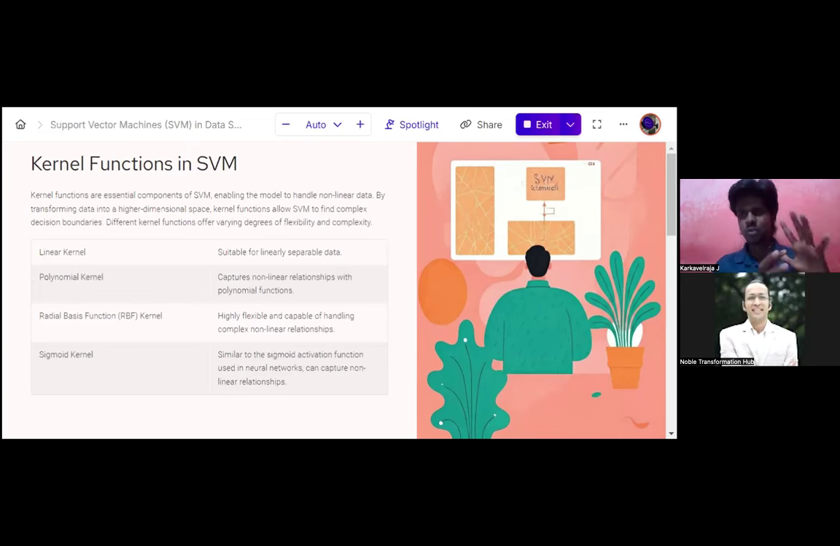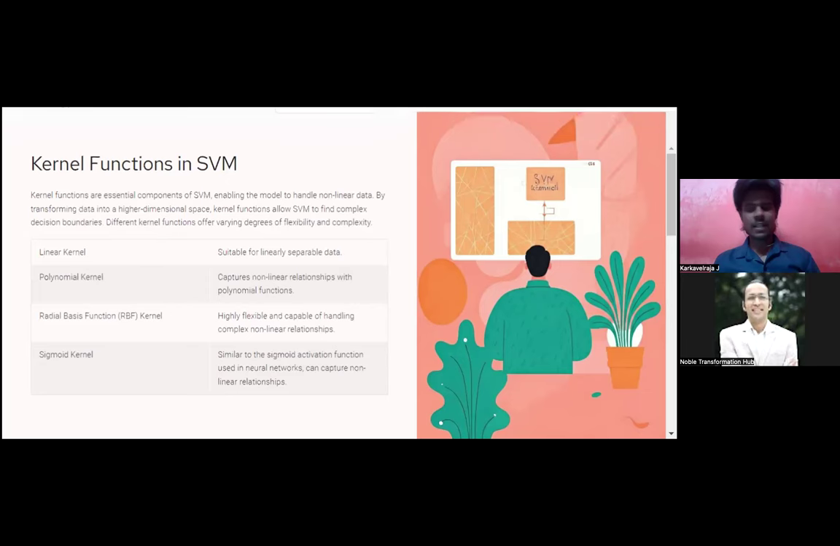So this is all about kernels in SVM. This is very important. I would say support vector machine is unique due to this kernel function, as I always mention. This is the kernel function that we have. Let's move on to the next slide.